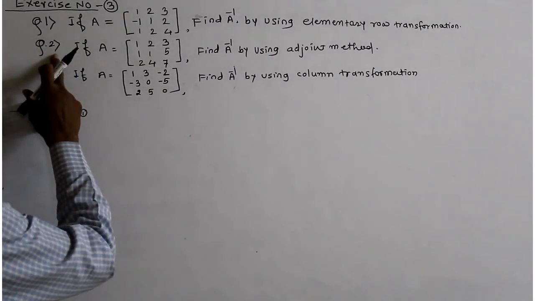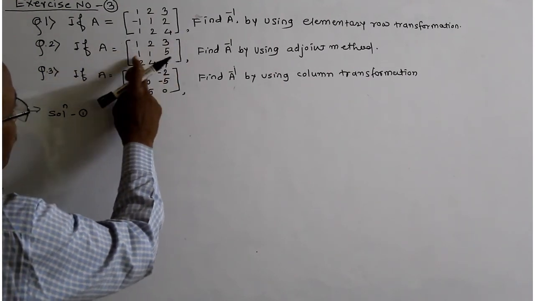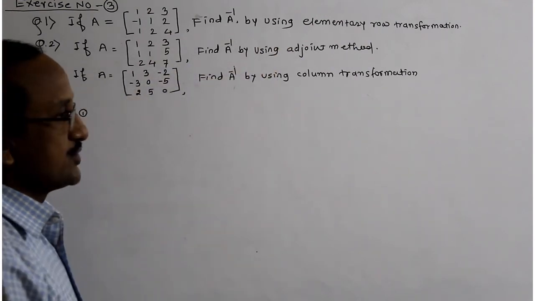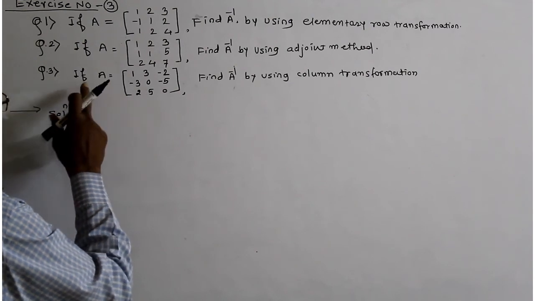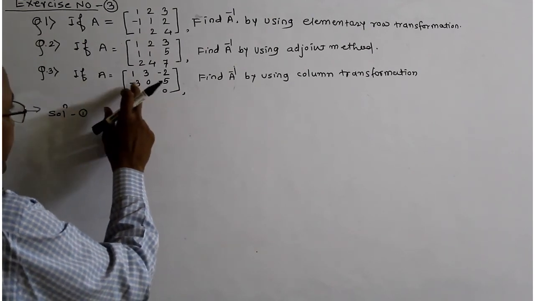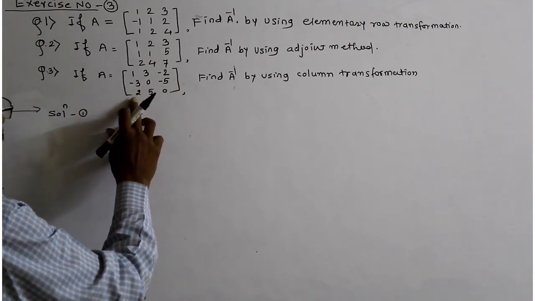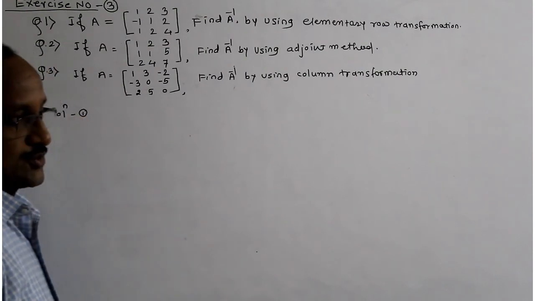Question number 2: If A is equal to the matrix [1, 2, 3; 1, 1, 5; 2, 4, 7], find A inverse by using the adjoint method. In question number 3, if A is equal to matrix [1, 3, minus 2; minus 3, 0, minus 5; 2, 5, 0], find A inverse by using column transformation.